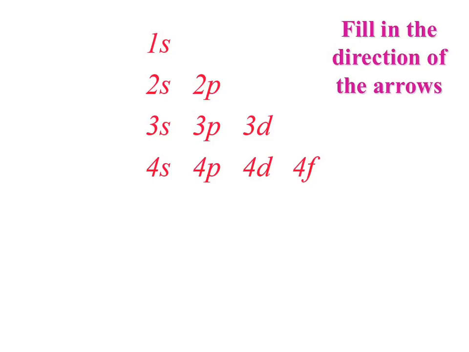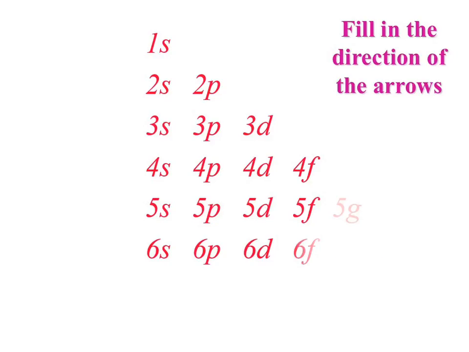Then I go n is equal to 4, 4s, 4p, 4d, and 4f. Now, we could go g and h and all that, but we're done with adding columns. We're only going to have 4 columns. But I do this until I get to n is equal to 7. So 5 looks like this: 5s, 5p, 5d, 5f. I don't do the 5g. 6 looks like this: 6s, 6p, 6d, 6f.